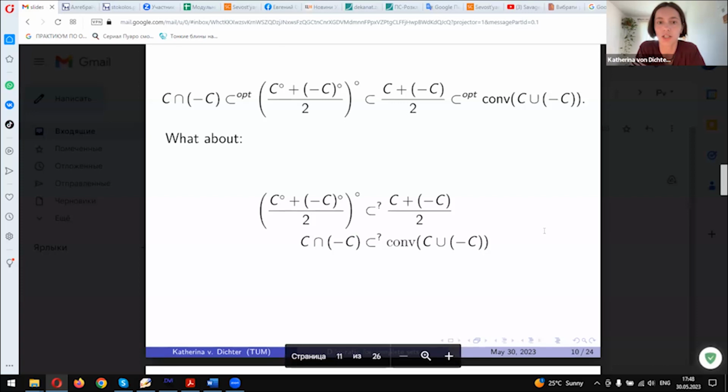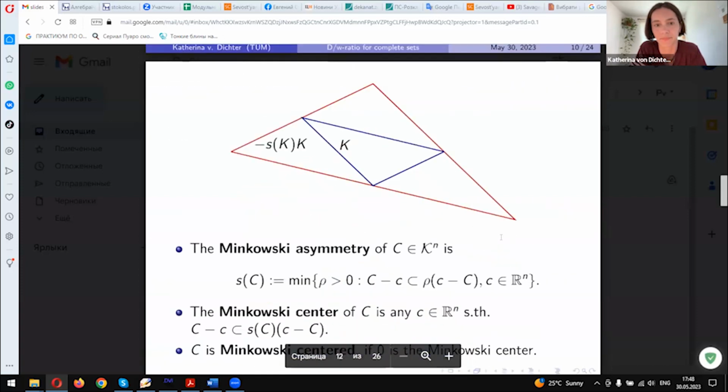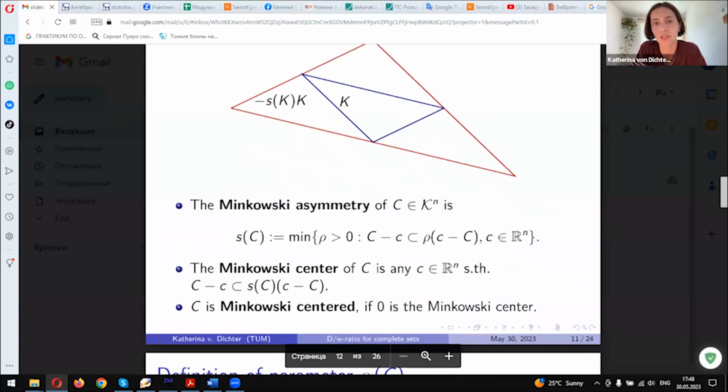Exactly. So the question is, we want to study the inclusion that is in the middle between the harmonic mean and the arithmetic mean, and also between the minimum and the maximum. To do this, we take into account a functional that is called the Minkowski symmetry.